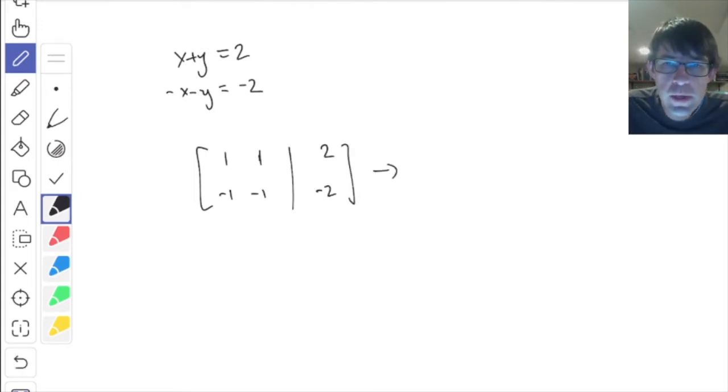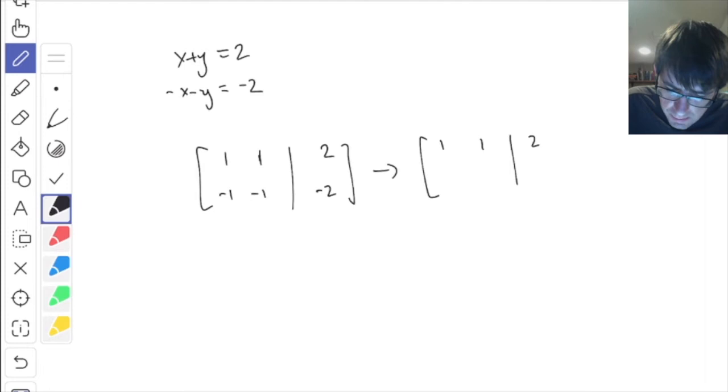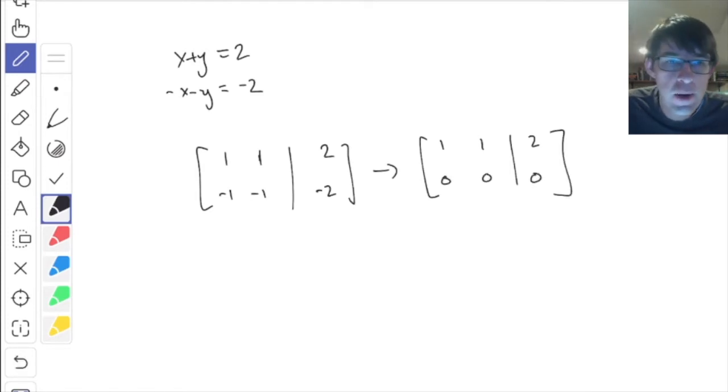I already have a 1 in the upper left corner, which I like, so I'm going to try to eliminate below that 1. I'm just going to add the top row into the second row. So up top, I still have 1, 1, and 2. And then I add into the second row. I'm going to get 0, 0, 0. Zeros all the way across, all right?